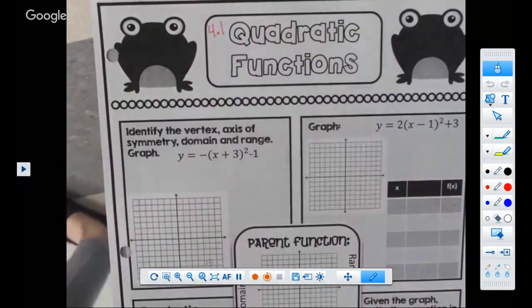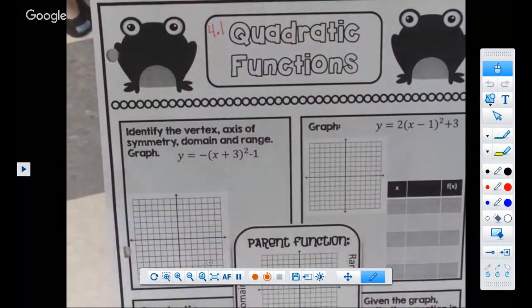I want you to write: this comes from 4.1, so if you ever need to reference the textbook or go back and find where some of the stuff comes from, we're starting chapter 4 today, section 4.1.